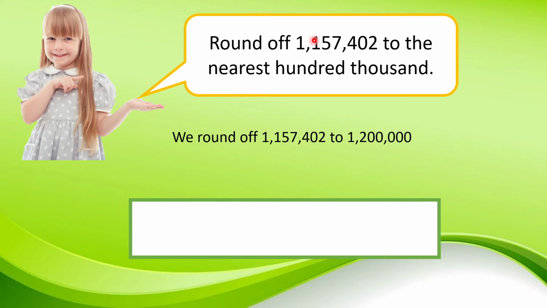So what is the number after the 1? It is 5. Because it is 5, we're going to add 1 to the number here, and it will become 2. So when we round it off, it will become 1,200,000.